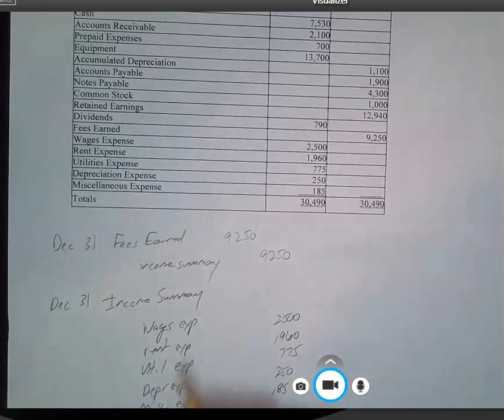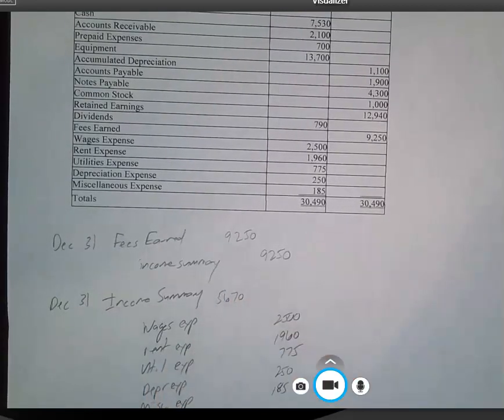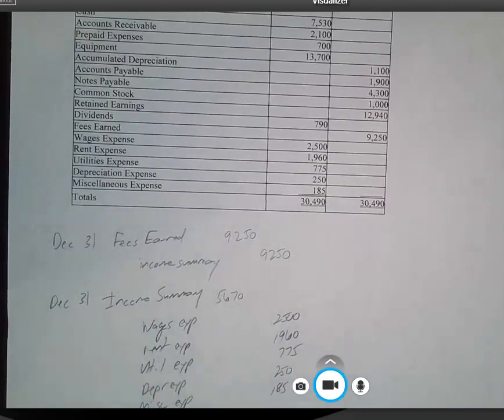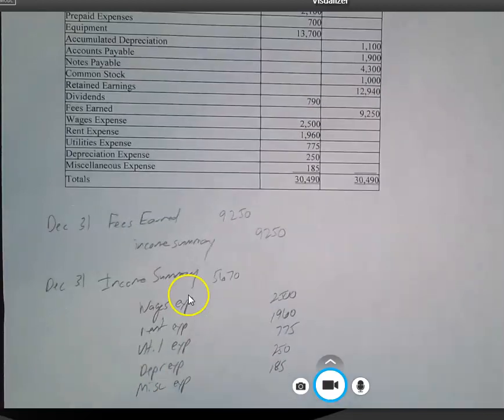And so we're going to debit income summary for $5,670. And when we make both of these journal entries, we will now have a 0 balance in fees earned, and we will also have a 0 balance in all of these expense accounts.